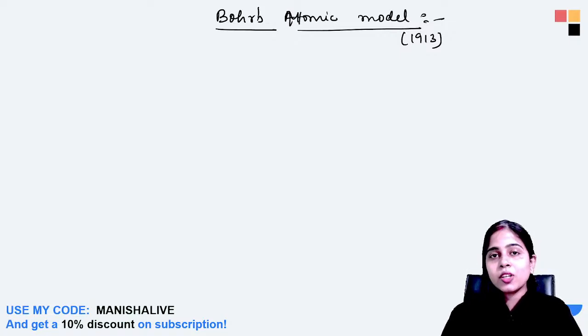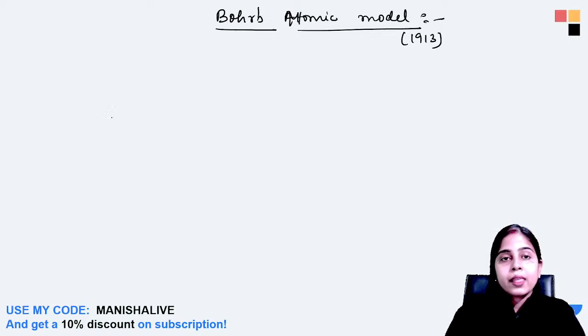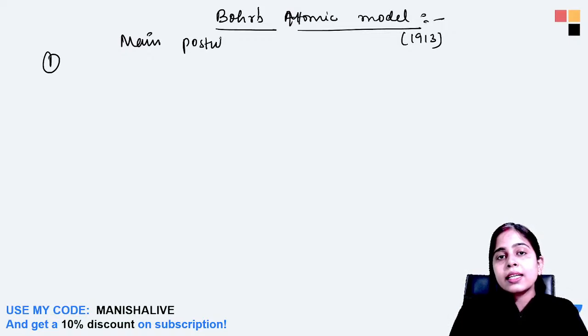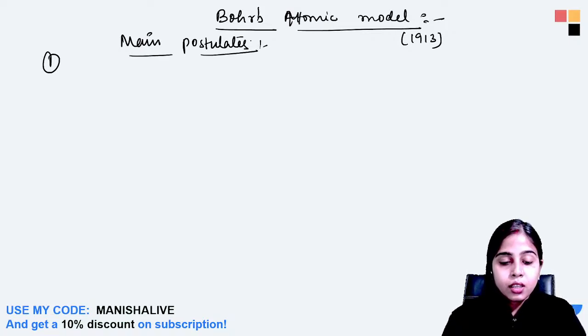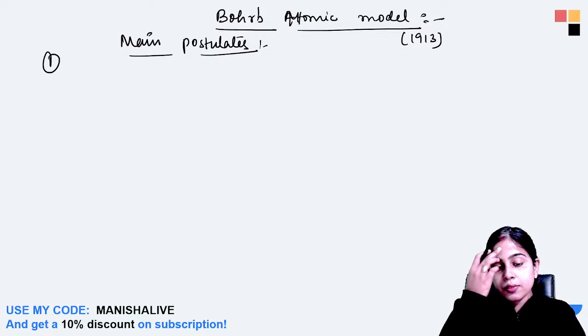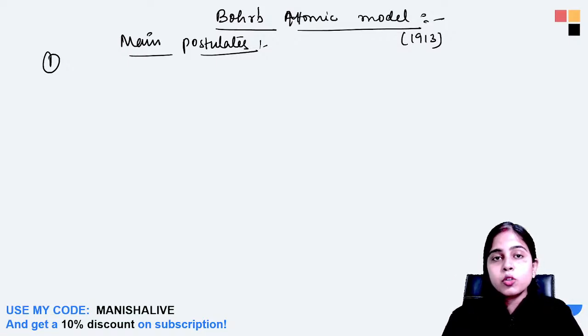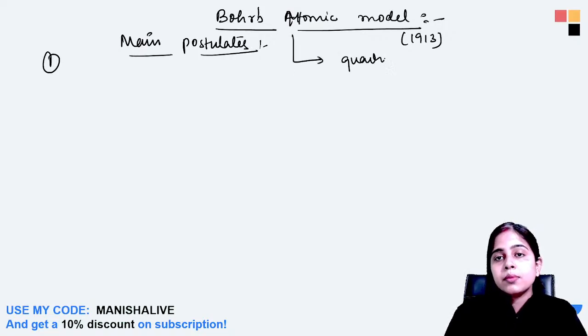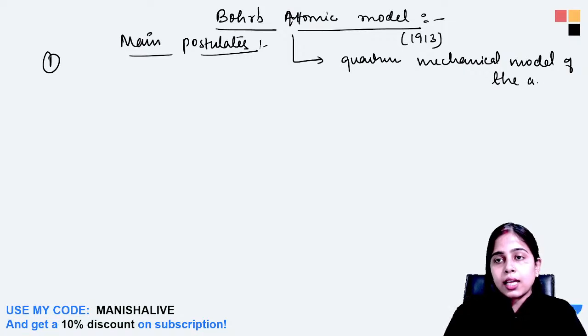SPDF block elements. Okay, Abhinav, very good, you remember. So first postulate. Why are we calling it a postulate? Because he did not conduct any experiment, he gave the postulates. So Bohr basically was the first one to propose a quantum mechanical model of the atom.